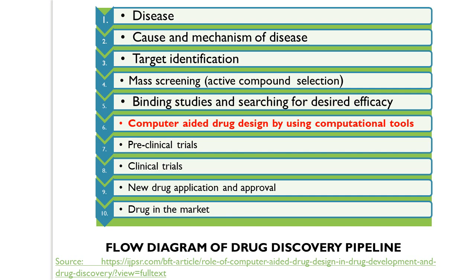First of all, you have to identify the disease, cause and mechanism of disease. Then you can identify the target. Next step is mass screening for active compound selection. Then binding studies and searching for desired efficacy. Then computer-aided drug design by using computational tools. Then the similar process like preclinical trials, clinical trials, new drug application and approval, and then finally drug in the market.